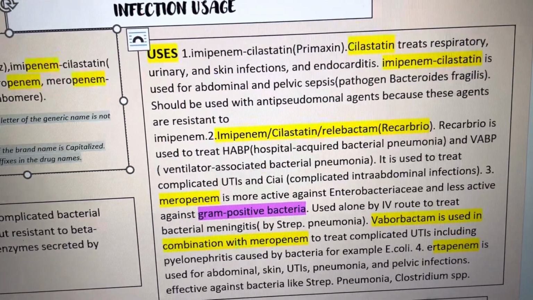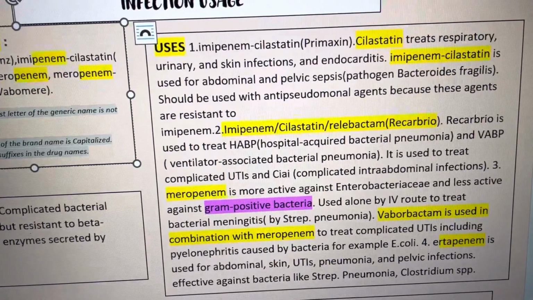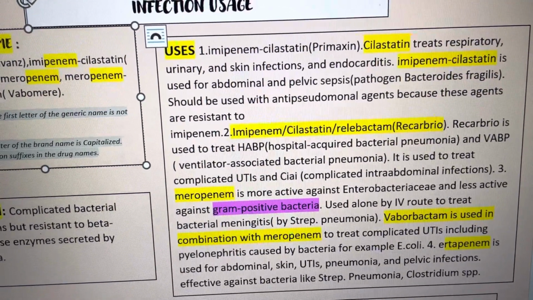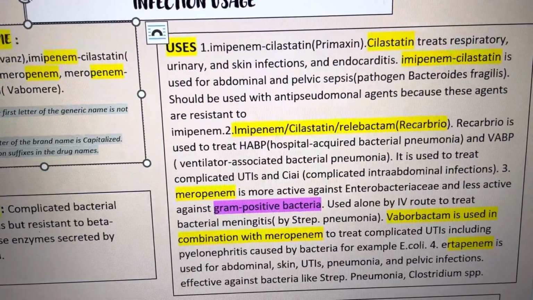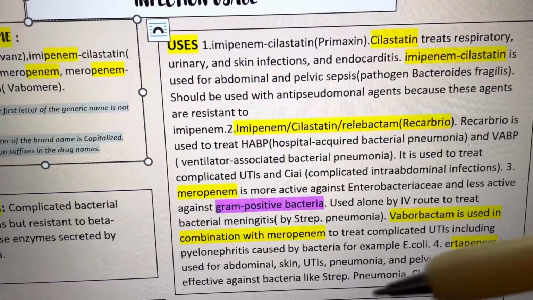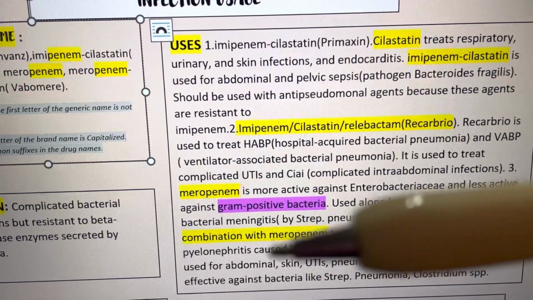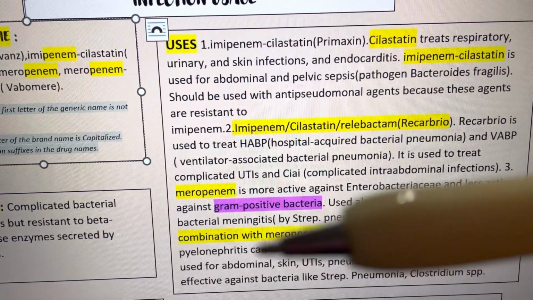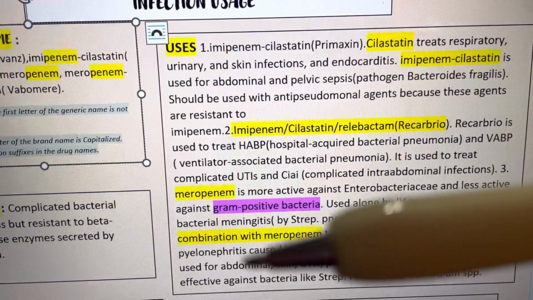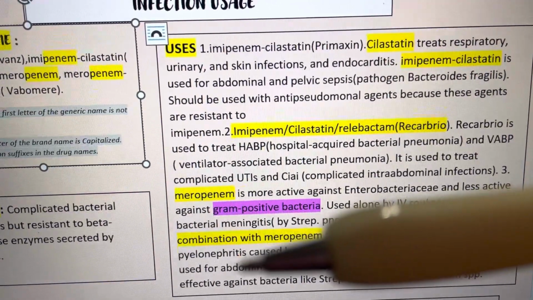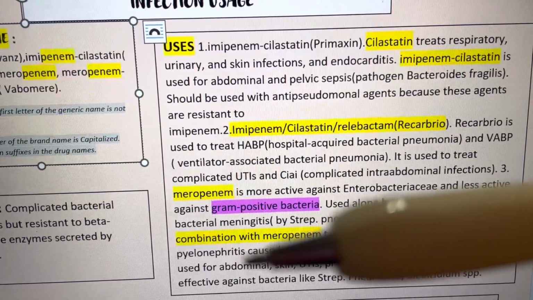So then we talk about vaborbactam. It's used in combination with meropenem, and it's also used to treat complicated UTIs, including pyelonephritis. As I just said, when we break the word and try to look at the meaning, sometimes we need not even think hard. Just looking at the word, just breaking it down, we can get the meaning.